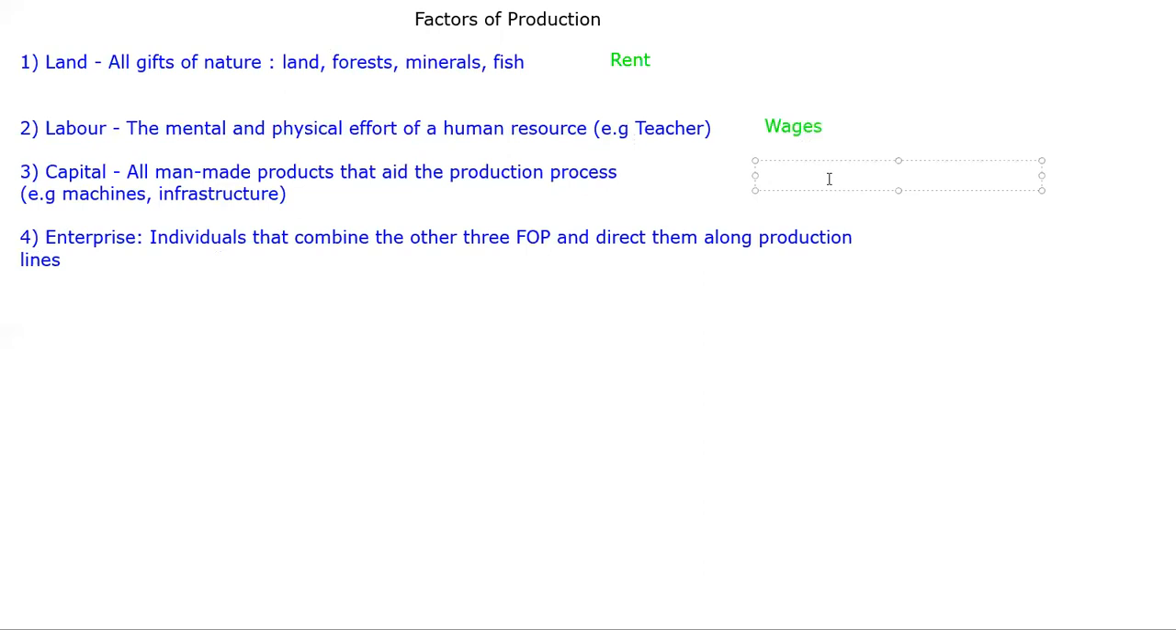If you're leasing it out, capital earns interest, and enterprise earns profit. A good example of an entrepreneur: usually a lot of entrepreneurs are the owners of the businesses that they set up. So the income that they earn is profit. For capital, the income it earns is interest, and wages and rent and so on. And that's basically it for factors of production.